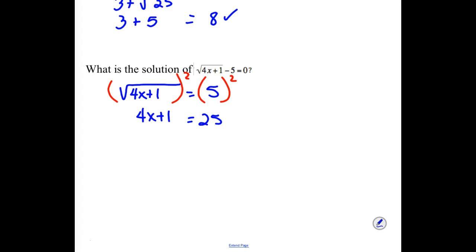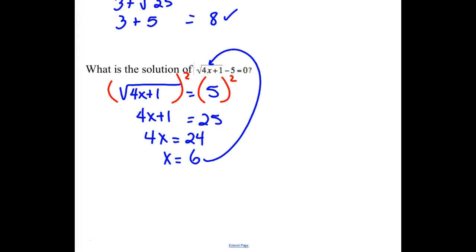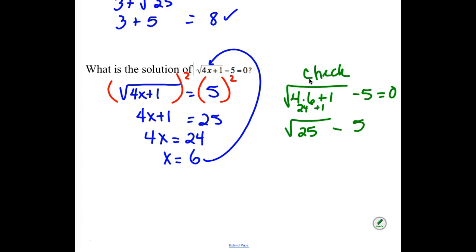What do we do next? Subtract the 1 over, and then divide out our 4. All right, I'm going to pause the recording. You guys go ahead and check to see if that works. All right, checking. We have the square root of 4 times 6 plus 1 minus 5 equals 0. We've got 24 plus 1. We've got the square root of 25 minus 5 equals 0. And it does work.